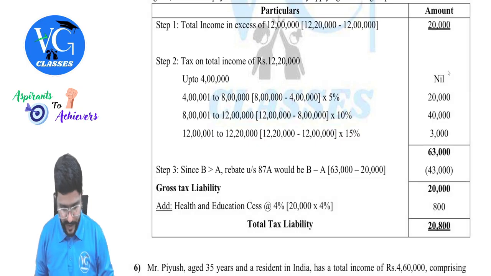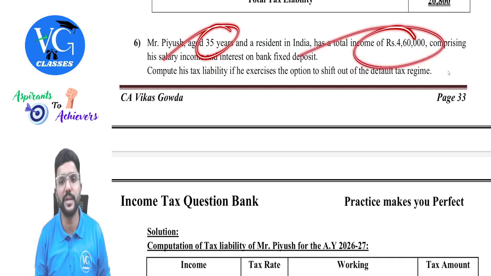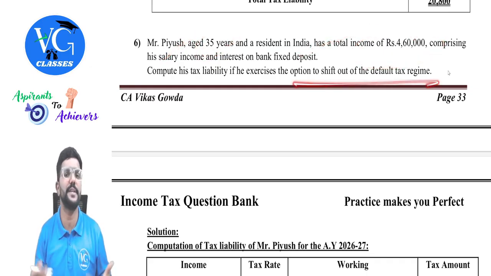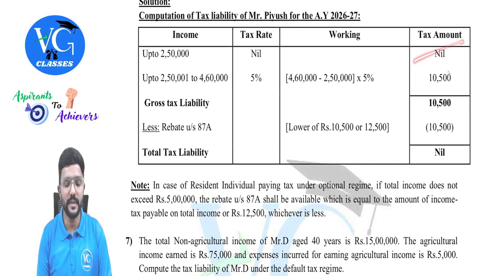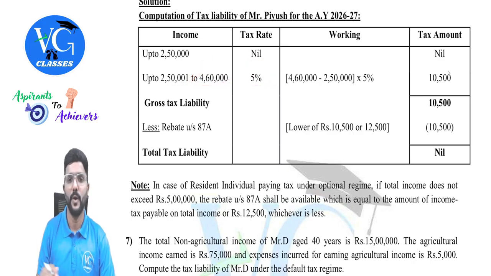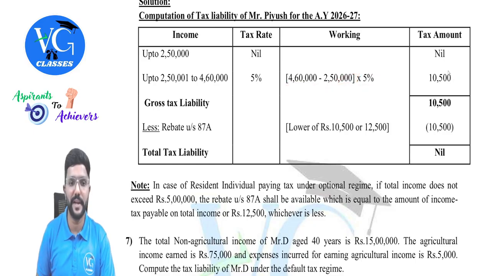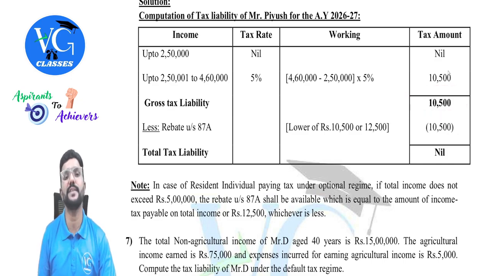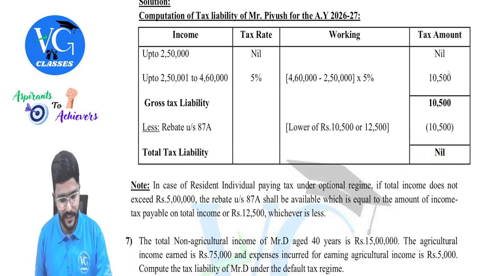One quick question on that also. Piyush is a resident individual aged 35 years, having total income of 4,60,000 and is shifting out of default regime. That means he is following optional scheme. Up to 2 lakh 50, nil. Then 2 lakh 50 to 5 lakh, it is 5%, but we have to stop at total income 4,60,000. So 460 minus 250 into 5%, 10,500. So he is eligible for a rebate. I have given a note here. How much rebate? Actual tax liability or 12,500, whichever is lower, which comes to nil. And when this figure is nil, no question of health and education cess.